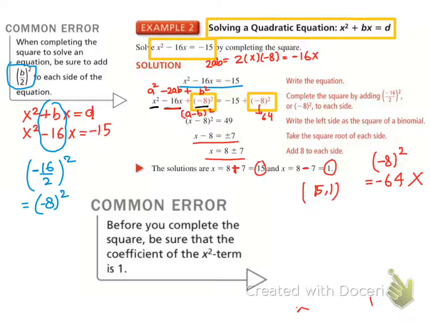But before you complete the square, here is another error students make. You have to make sure that the x square term's coefficient is 1. If it is not 1, so if it is 2x square plus or minus something equal to d, you divide both sides by 2 and make it 1. Once it is 1, then you follow this procedure. I hope you get it.